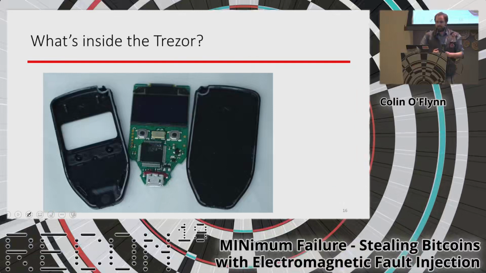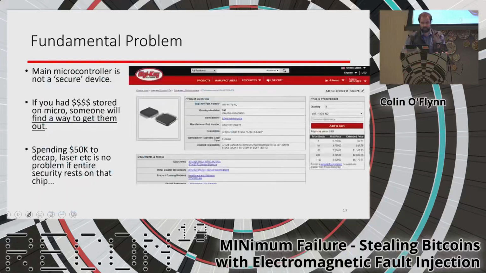So this is what the inside of the Trezor looks like. You have a microcontroller right here, and this microcontroller is basically everything about the security of this device. That microcontroller is not a secure element, secure device. It's sort of a standard microcontroller that you could buy, is well known in embedded development and stuff like that.